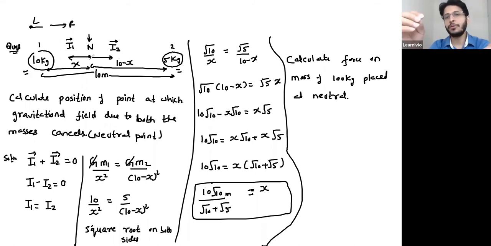So if at any point force is exerted by field, I'm repeating again, gravitational force is exerted by gravitational field. If at some point gravitational field is zero, that will mean that gravitational force is zero. So now can you guess the force acting on a point mass of 100 kg at the neutral point?